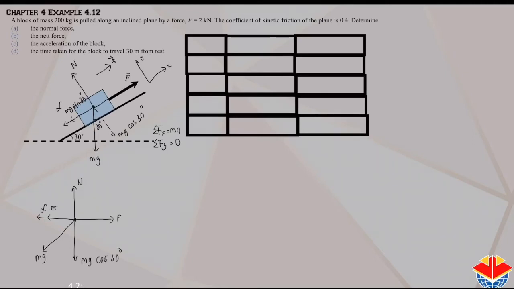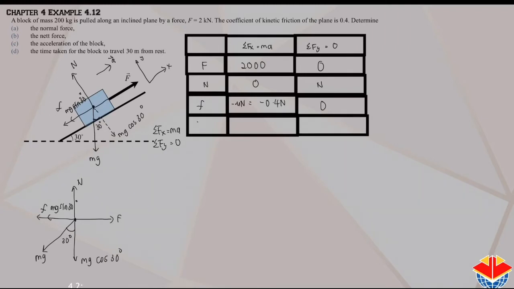Sin 30. You cannot put mg in the y-axis. So we have summation Fx equals ma, summation Fy equals 0. The first force is the external force, which is to the right, so 2000. Normal is positive N. The frictional force is negative mu N because it's to the left, so negative 0.4 N.